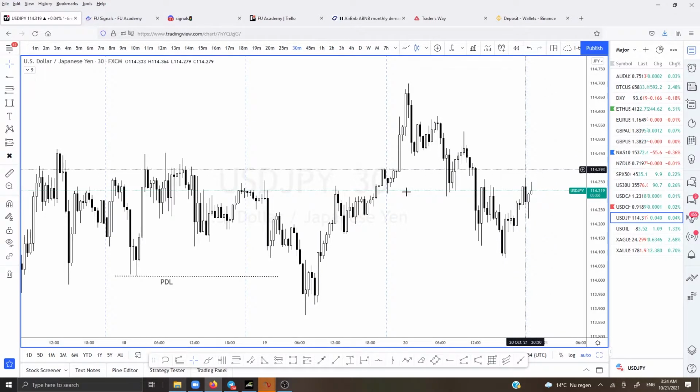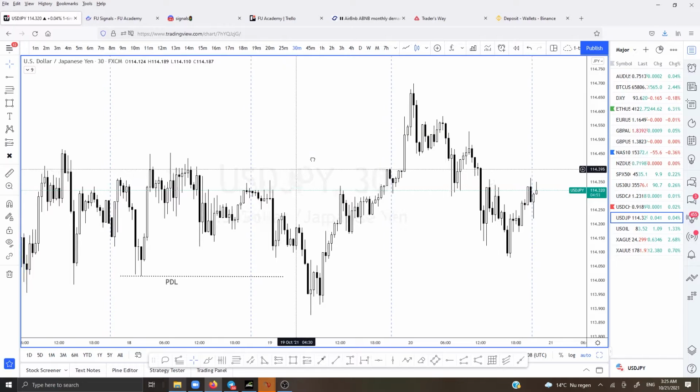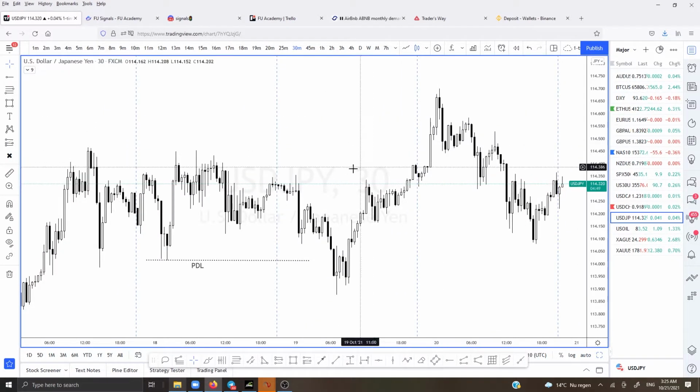So in this video we're going to discuss how we can combine the dollar index strength and the JPY currency strength from the order flow tool, and we can use them in our trading. So as I was saying, we are talking about USD JPY here.